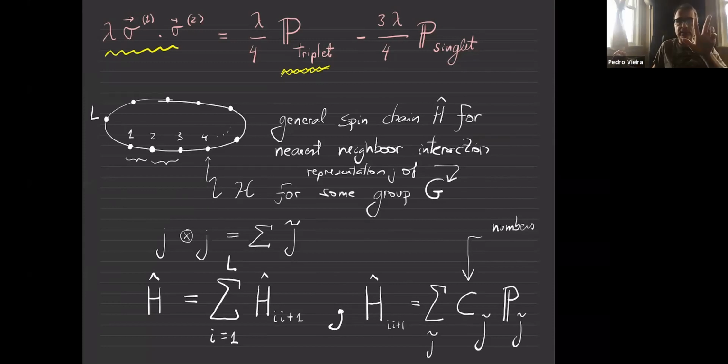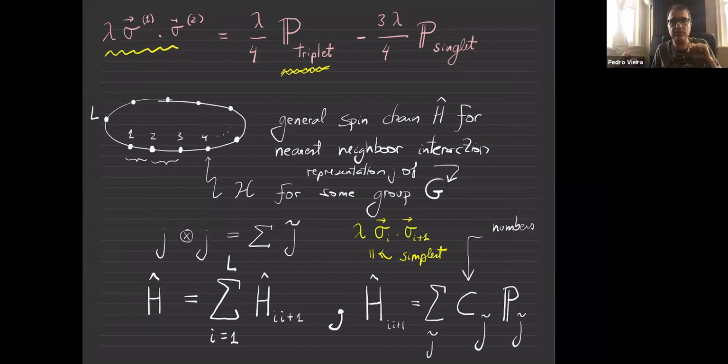So an example is the SU2 spin 1/2 spin-spin interaction. This is the simplest example, just what we said: lambda times sigma at position i coupled with spin at position i plus one. Right? This is a linear combination of projectors into singlet and triplet. It preserves the SU2 symmetry, right? I have some states, they form multiplets, and I can either be in singlet or triplet.